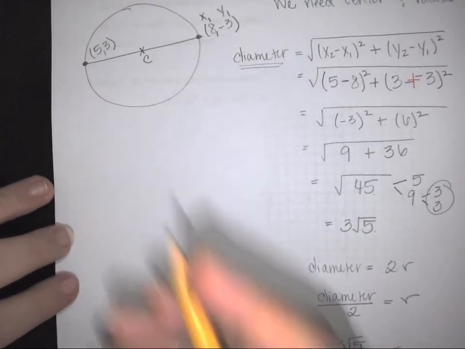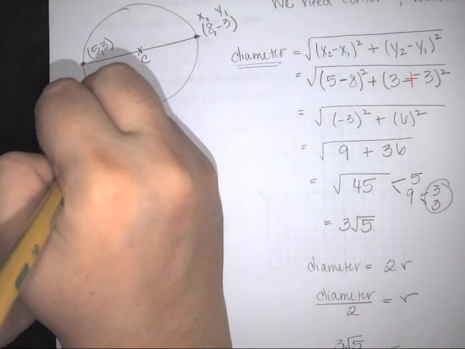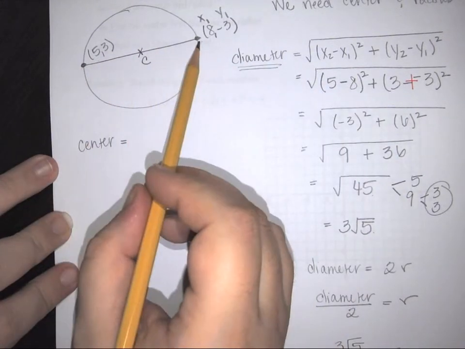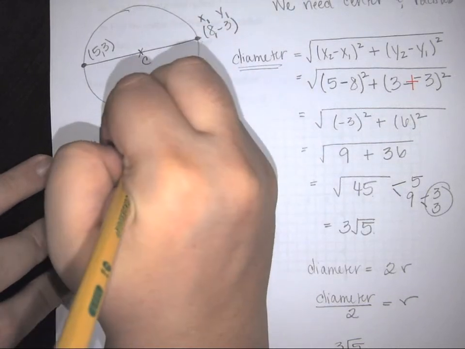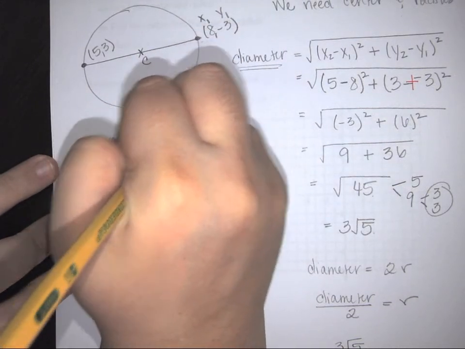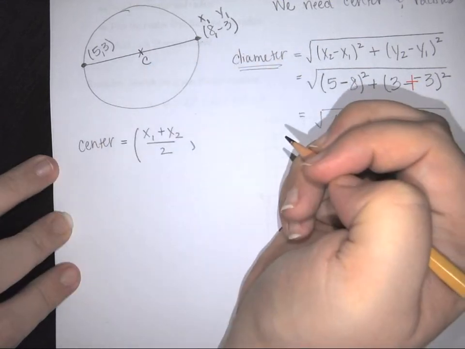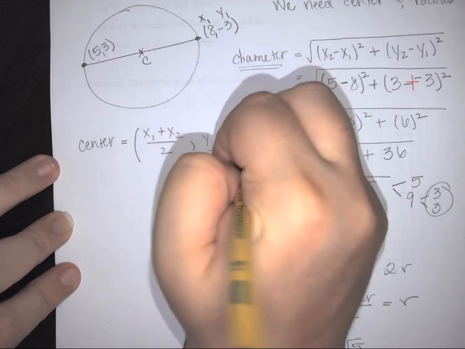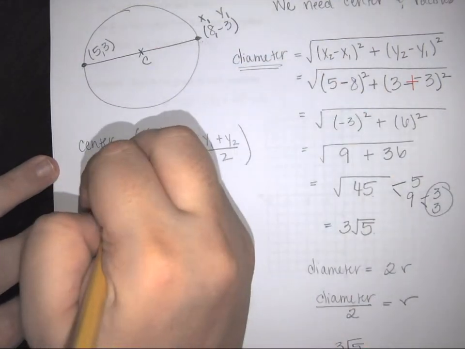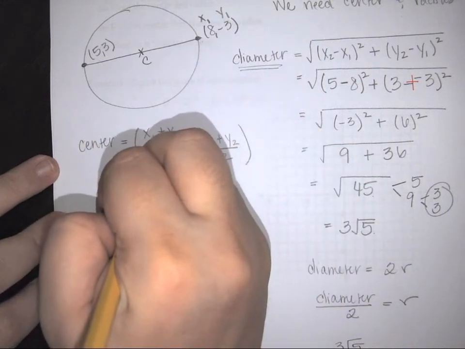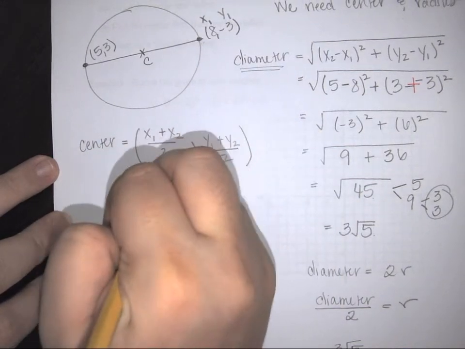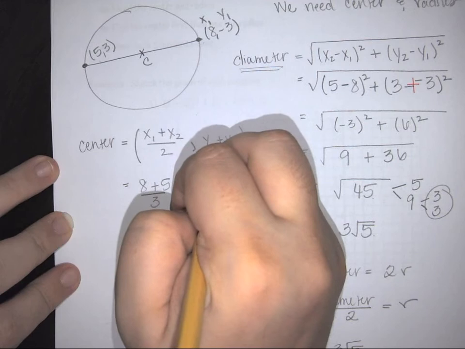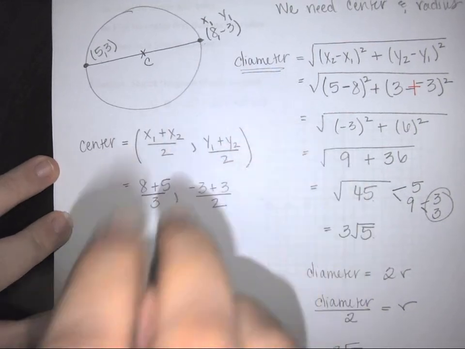Now, once we've completed that, we need to find the center. In order to find the center, we have to find the midpoint between our diameter points. Your midpoint says x1 plus x2, divide the whole thing by 2. So your first point, and then y1 plus y2, divide the whole thing by 2 is your second point. So here, x1, I have 8 plus 5 divided by 2. And then for my y1, I've got negative 3 plus 3, divide by 2.